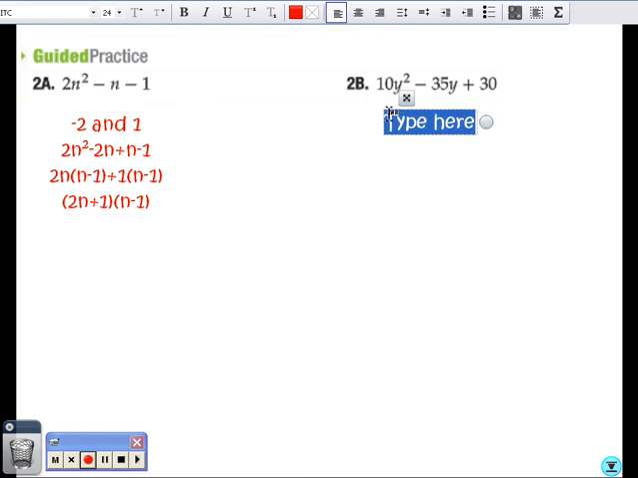Hopefully some of you right away have noticed that on this next problem, what do you have? 10, 35, 30, all numbers that are divisible by 5. So 5 is a greatest common factor. We're always going to factor out a greatest common factor first if we can. So 5 leaves us with 2y squared minus 7y plus 6.